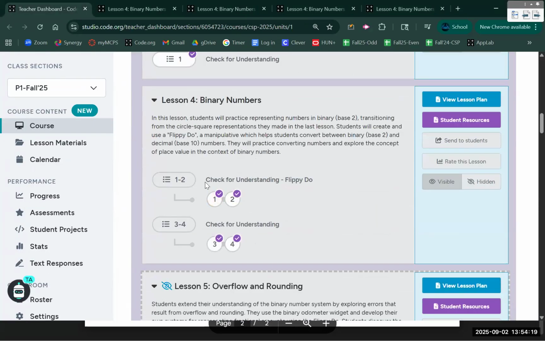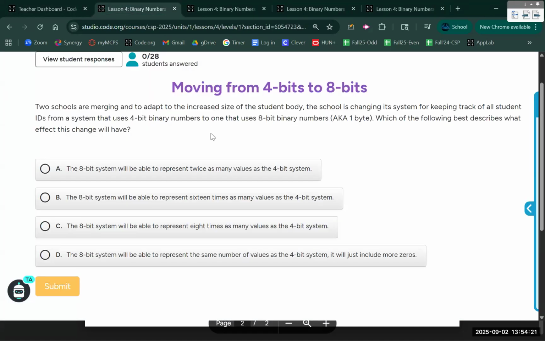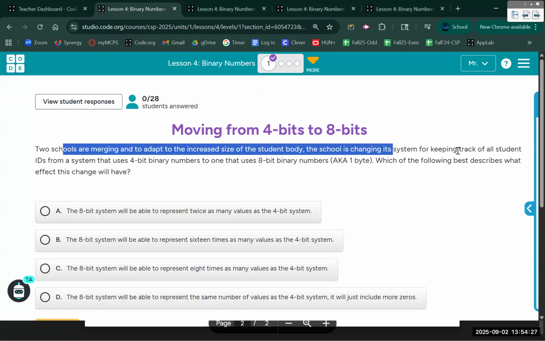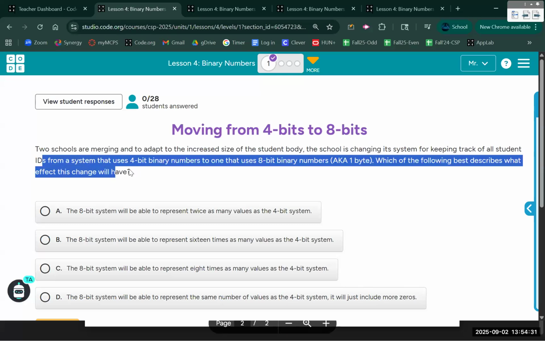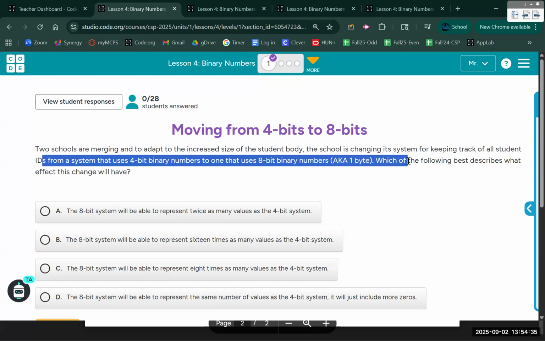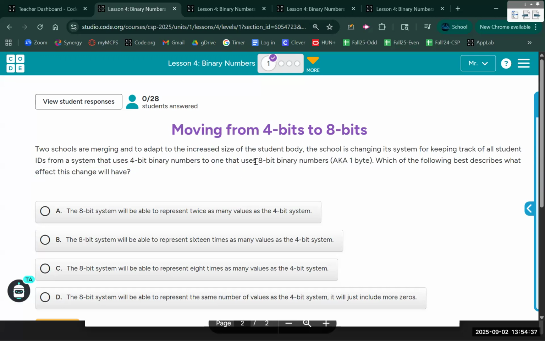The 4 check for understandings from lesson 4. Okay, first one, multiple choice. Two schools are merging and adapting to the increased size of the student body. The school is changing its system for keeping track of student IDs from a system that uses a 4-bit binary number to an 8-bit binary number. Okay, that's another thing. 8 bits is 1 byte. That's just a thing you have to know. They're switching from 4 bits to 8 bits.